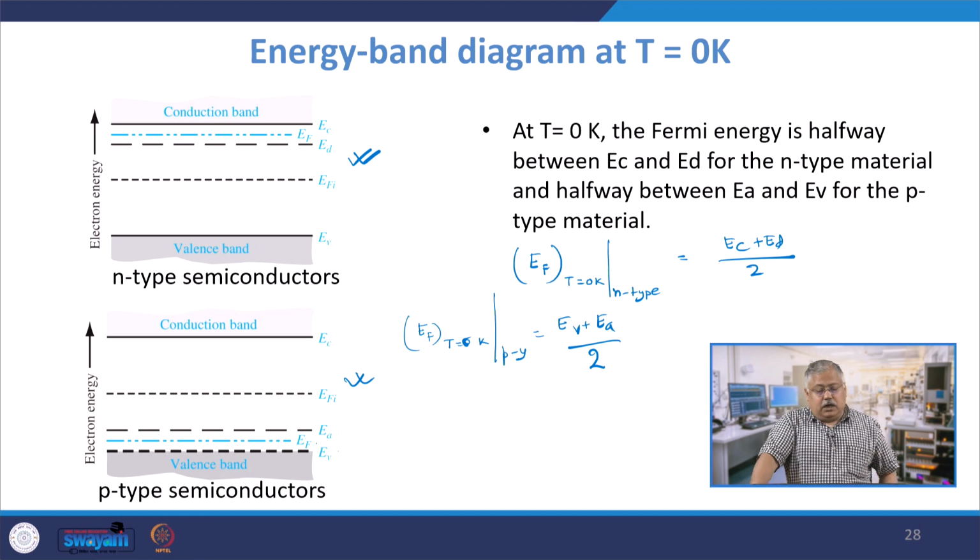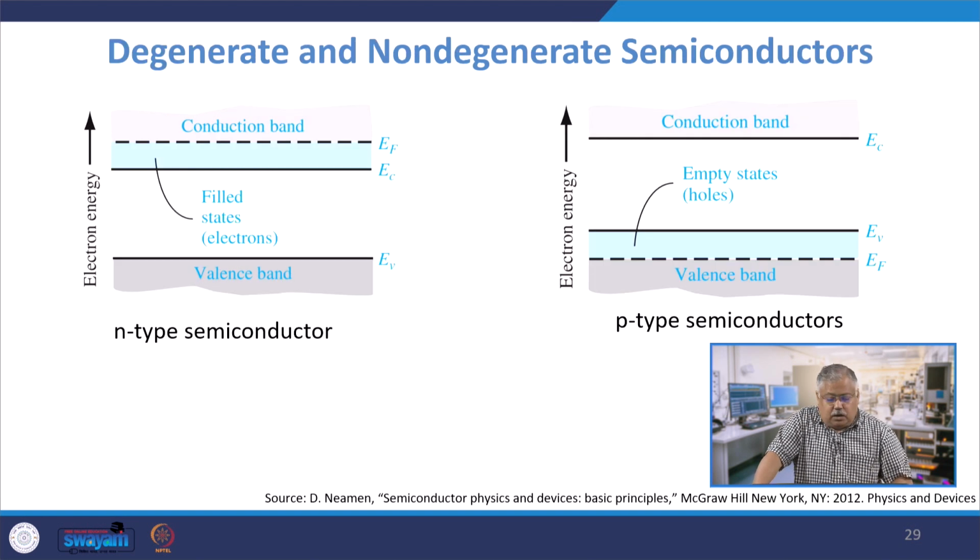And in the first case, halfway between EC and ED, which effectively means that, as I discussed with you, the basic concept of Fermi level is that all the states below the Fermi level are filled up, and every state above the Fermi level is actually empty. That is true even at T equals 0 Kelvin, and you can see it is empty along the band in the top direction.